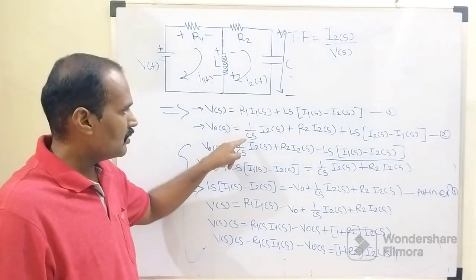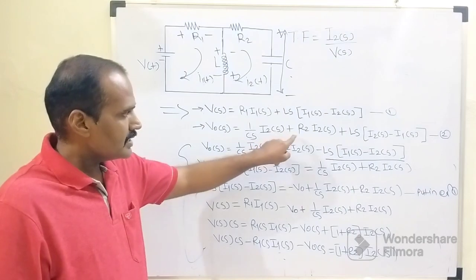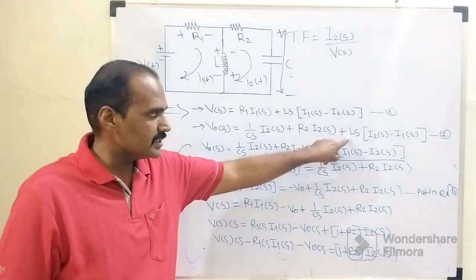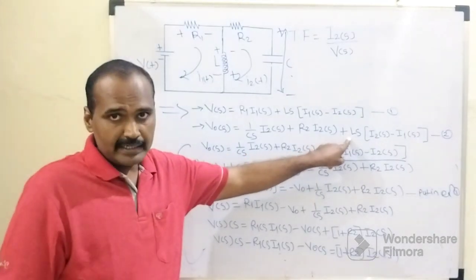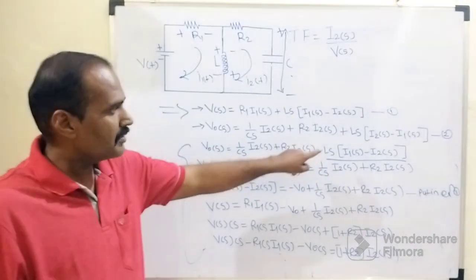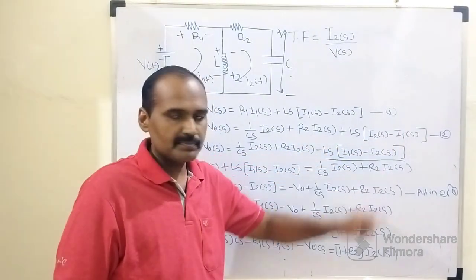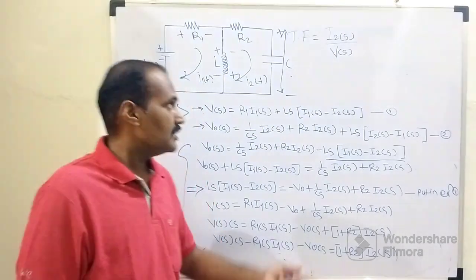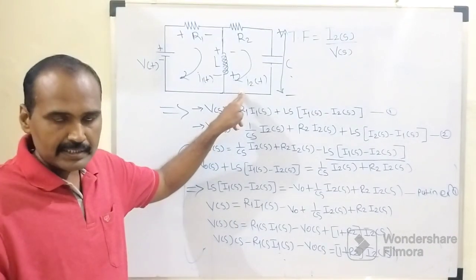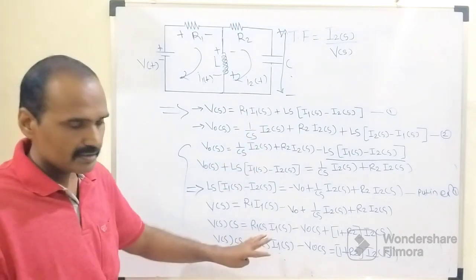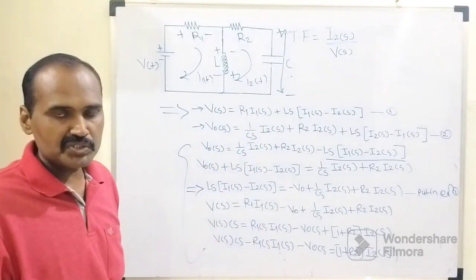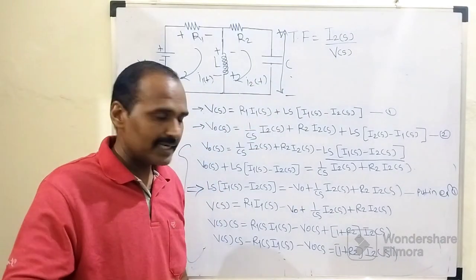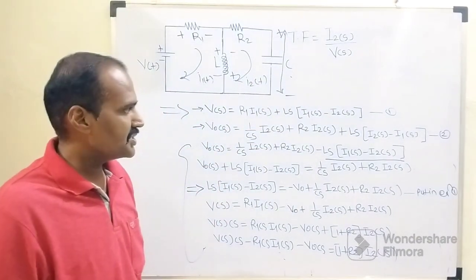V of S equals to 1 over Cs times of I2 of S plus the ohmic drop across this resistor R2 into I2 of S plus the ohmic drop across this inductor. When we apply the Laplace transform, it will become Ls times of I2 of S minus I1 of S, because their directions are opposite to each other, and in that second loop the I2 is greater than I1. Then after that, a few mathematical simplifications we need to do to determine this overall transfer function. So let us quickly go through this mathematical simplification.